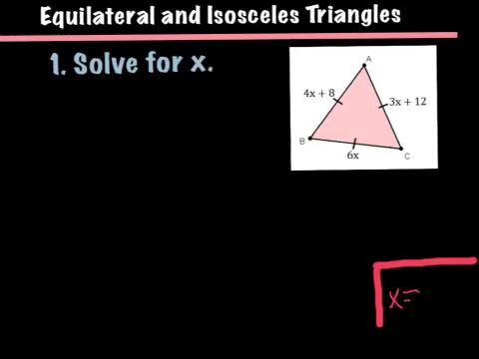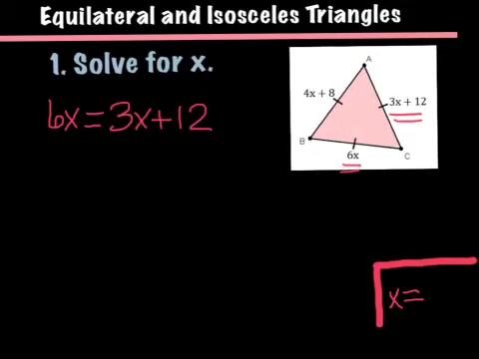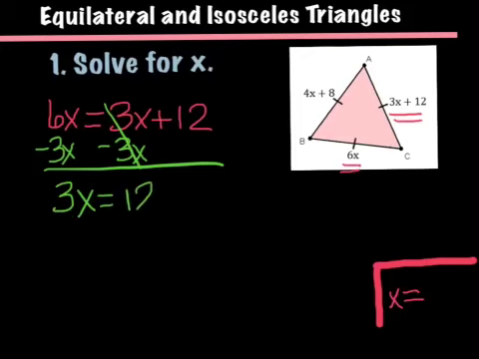So x equals, okay, so pick any 2 sides. I'm going to pick 6x and 3x plus 12, just because 6x looks easier. So 6x I know is equal to 3x plus 12 because they're congruent sides. Now I just have to solve this equation, so I'll subtract 3x on both sides. And we end up with 3x equals 12. Divide by 3 on both sides. And we get that x equals 4.